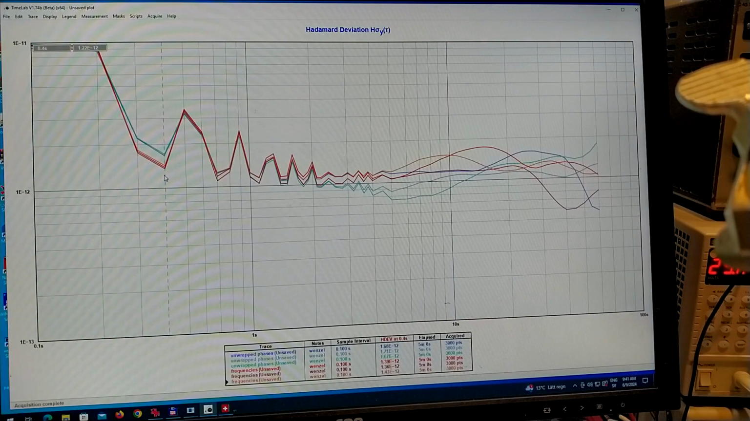And the same for 0.4 seconds. 1.4 for the red ones times 10 to minus 12, and 1.7 for the blue traces. That's for phases.